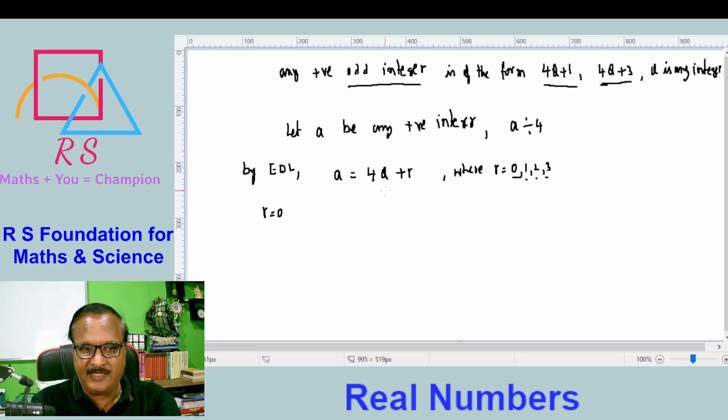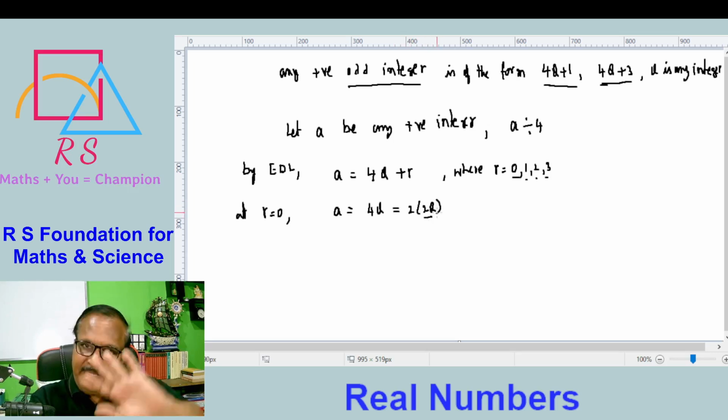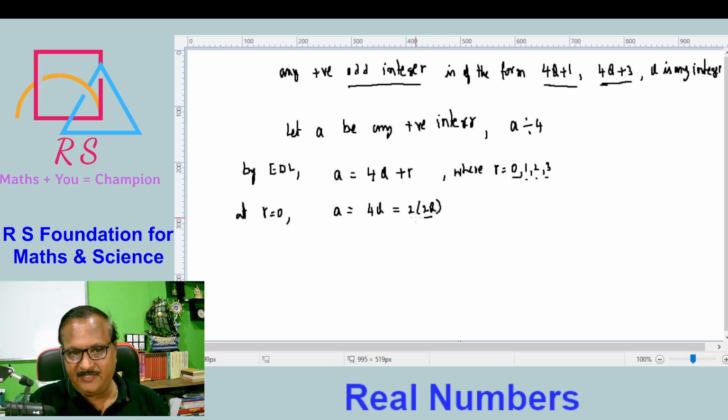So let us understand a when r is equal to 0. When r is equal to 0, then a is equal to 4q only. So 4q means 2 into 2q. q is an integer, so 2q is also an integer. Because it is multiplied by 2, it is an even number, by the definition from the previous lesson: 2 into something is always an even number. So at r equal to 0, a is an even number.